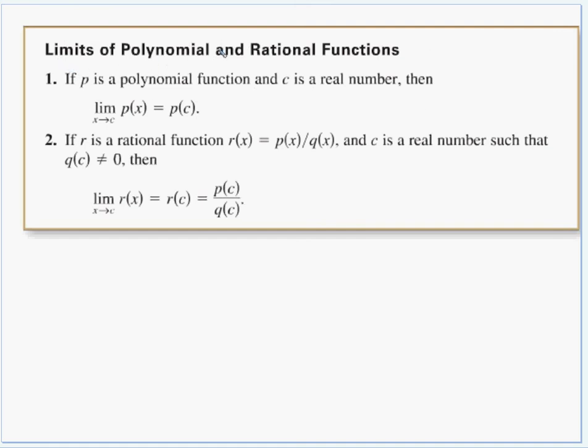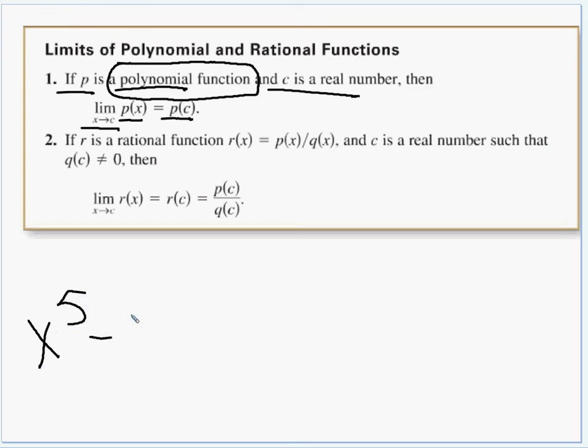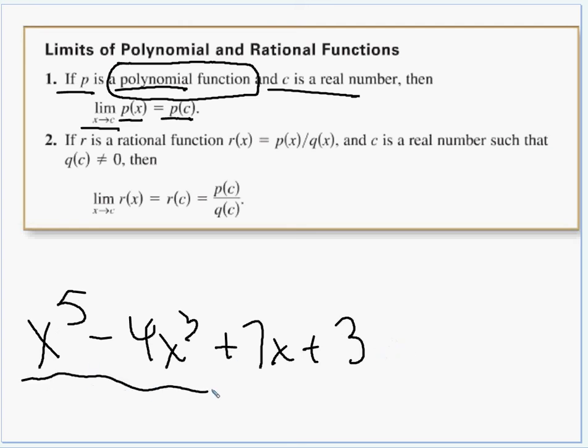Limits of polynomials and rational functions. Part 1: if p is a polynomial function and c is any real number, then the limit as x approaches c of p of x is p of c. This just says direct substitution works on any polynomial. You know, if it's x to the 5th minus 4x cubed plus 7x plus 3, as long as it's just a plain old polynomial, direct substitution will always work.